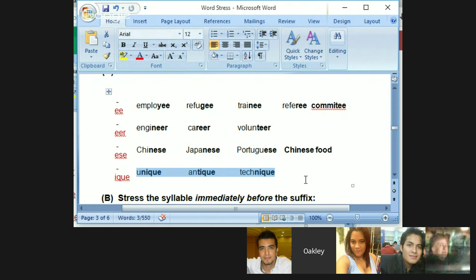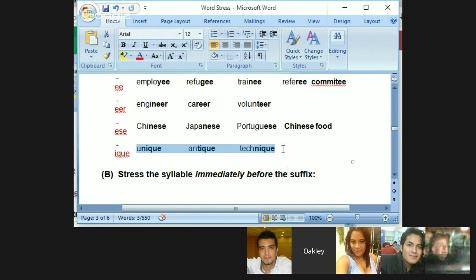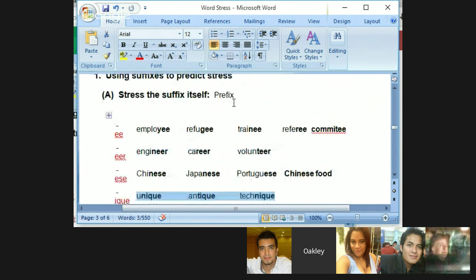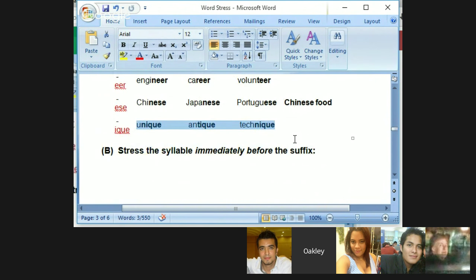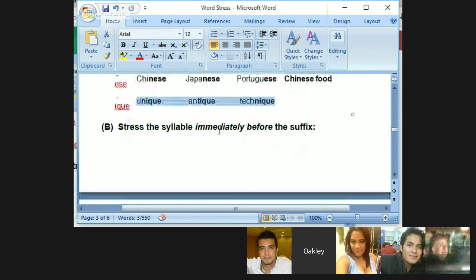All right, so keep that in mind. This one is never going to be an adverb. It's never going to be a verb, but it could be either an adjective or a noun. All right, so there you go. This is the easy one. These are the suffixes that have a long e sound: e, ear, ease, eek. The suffix itself is the part that gets the primary stress.